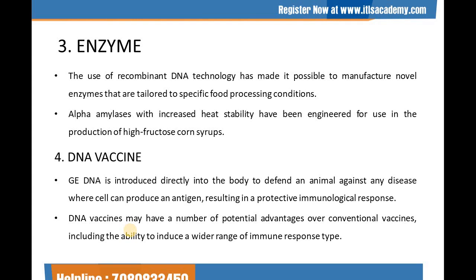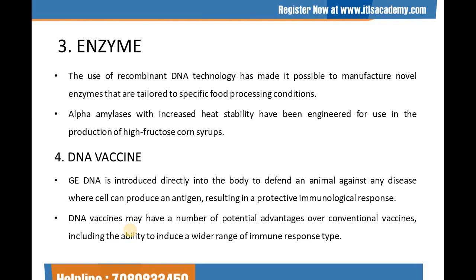Heading towards the enzyme. Enzymes occur in all living organisms and catalyze biochemical reactions that are necessary to support life. They are commonly used in food processing, preservation, and raw ingredient manufacturing. The use of recombinant DNA technology has made it possible to manufacture novel enzymes that are tailored to specific food processing conditions. Alpha amylases with increased heat stability have been engineered for use in the production of high fructose corn syrups.